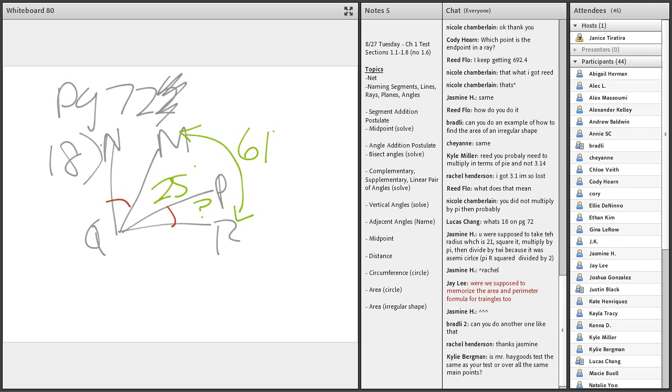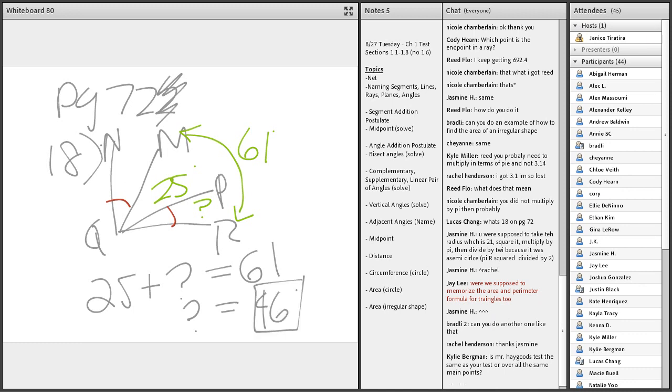This is PQR. Well, that means you don't even need the other angle up top. So this is angle addition postulate: 25 plus something equals 61 degrees. And then you do your math. You're going to subtract 25 from both sides. So that's 46 degrees, final answer, number 18.